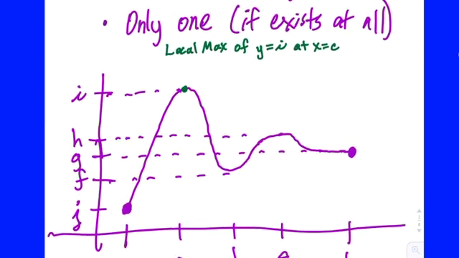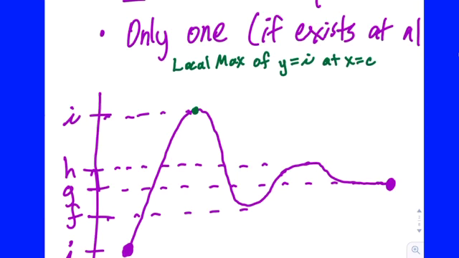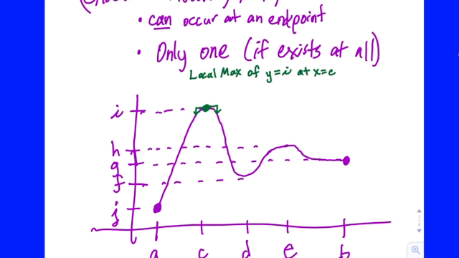Now, here's why it's a local maximum. Notice I said it has to occur on an open interval. The true criteria is this. If you look immediately to the left and immediately to the right, do you find values that are lower than that? And the answer is yes. So that is a local maximum value. Now, the maximum value is the y value. It occurs at the x value.